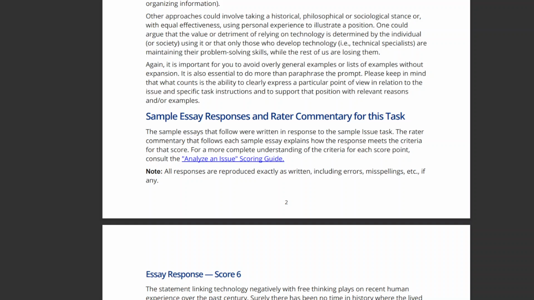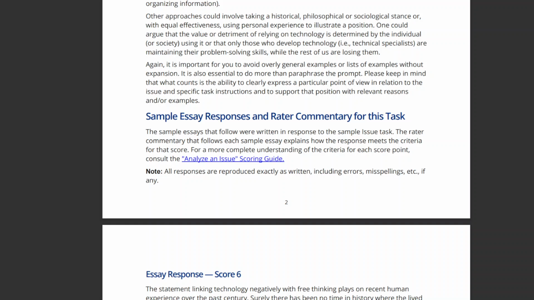Again, it is important for you to avoid overly general examples or lists of examples without expansion. It is also essential to do more than paraphrase the prompt. Please keep in mind that what counts is the ability to clearly express a particular point of view in relation to the issue and specific task instructions and to support that position with relevant reasons and/or examples.